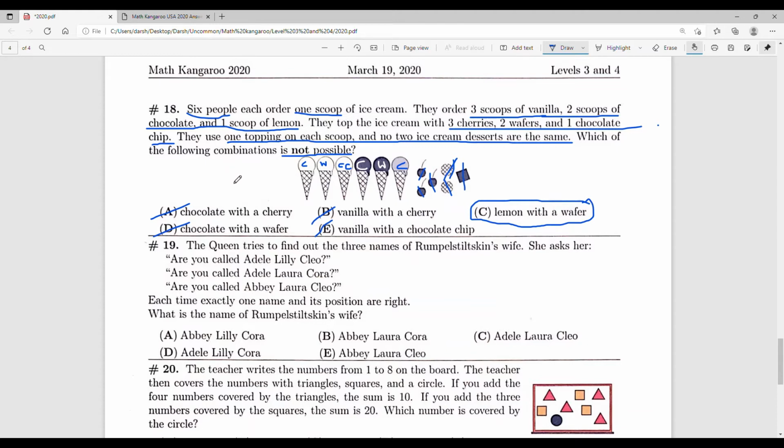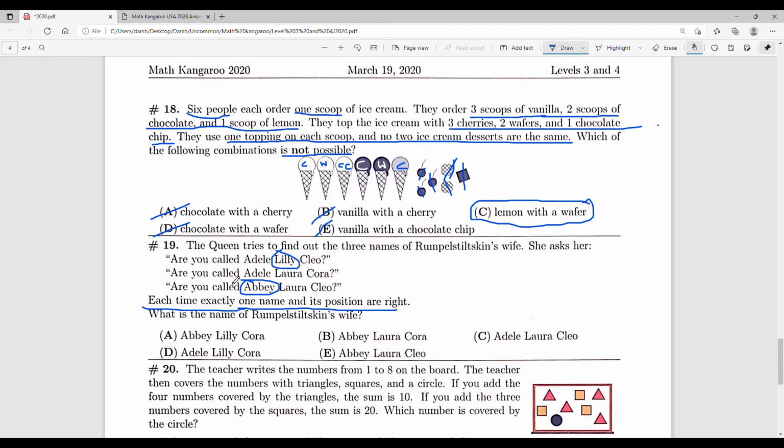So we can start by first looking at the first one. It says 1 name and its position are right each time. So Adele, Adele, Abby. Only 1 name is right, and since we have Adele twice, we know Abby has to be the first name, because it's the only one that appears once, so that's the only one that can possibly be right. Next, Lily, Laura, Laura. Lily appears once, whereas Laura appears twice. It says each time exactly 1 name in its position is right. We see Laura appearing 2 times, meaning Lily has to be the answer for the second name.